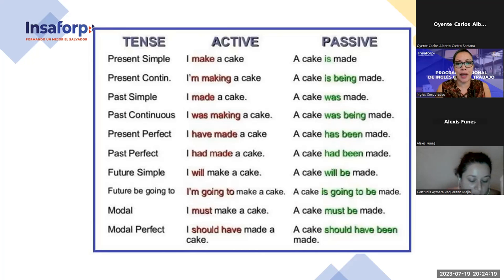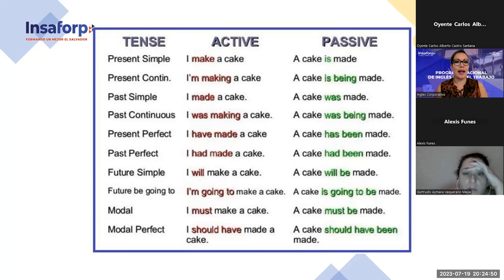Un ejemplo de active, I make a cake. En passive, a cake is made. ¿Se ven? Siempre lo que hicimos anteriormente, ¿verdad? Usamos is, are para la passive in the simple present. Y el verbo siempre en participio. Present continuous, I am making a cake. En passive, a cake is being made.